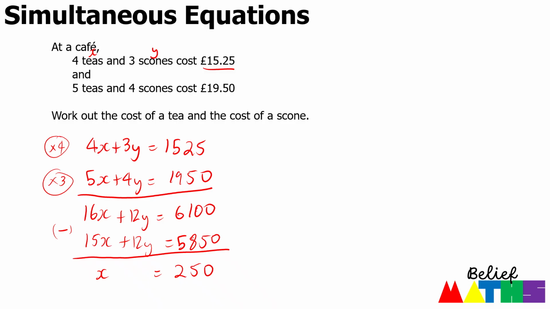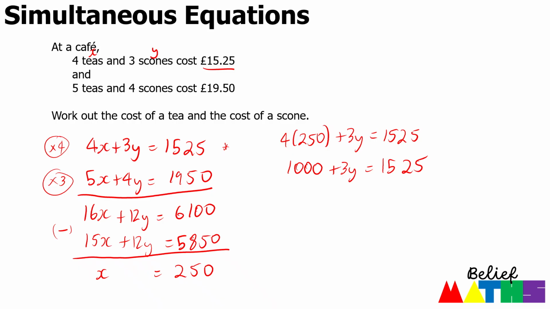Now, in this case, that's 250 pence or £2.50, but we're going to leave it as 250 for now. We then take that x and we substitute it back into one of our two equations. I'm going to choose the first one, so I get 4 times 250 plus 3y is equal to 1525. That's 1000 plus 3y is equal to 1525. Take away 1000 both sides, that gives us 3y is equal to 525. And then dividing both sides by 3, y equals 175. So therefore t, which was my x value, as I saw at the start, is £2.50.